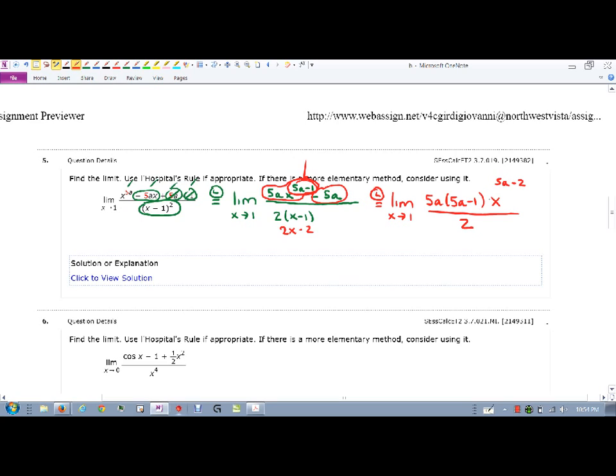If x goes to 1, remember this piece here will be a 1. 1 to any power is 1. So all we get is 5a on top, 5a times 5a minus 1, and then over on the bottom is just 2. And so we don't get 0 over 0. This is our answer. This is the limit. Very nice.